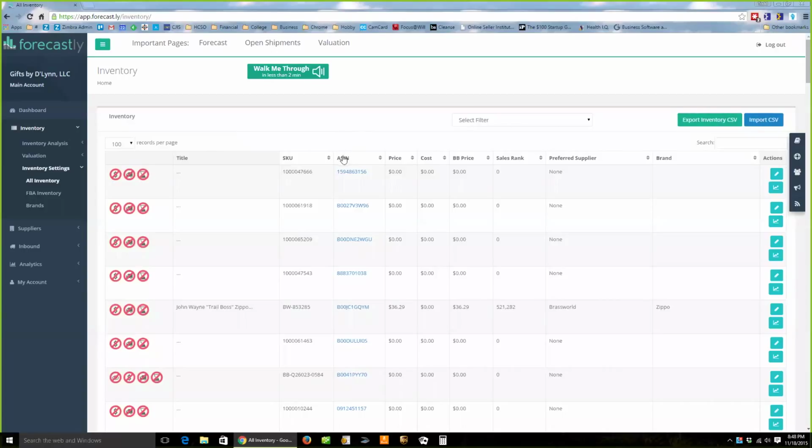No one calls ASIN anything but ASIN. No one calls SKU anything but SKU, and no one calls cost anything but cost. So they're universal terms. But they haven't done it yet. But yeah, so that's Forecastly.